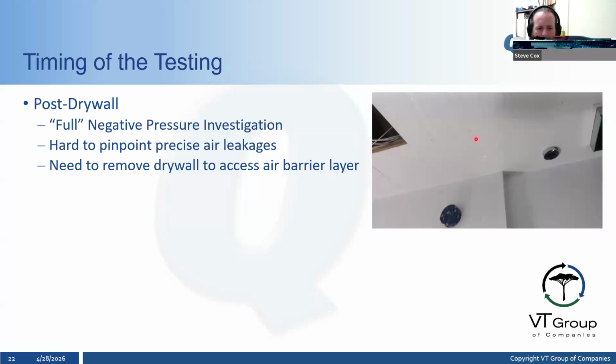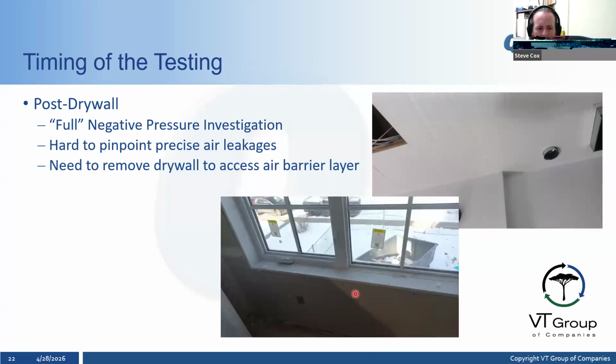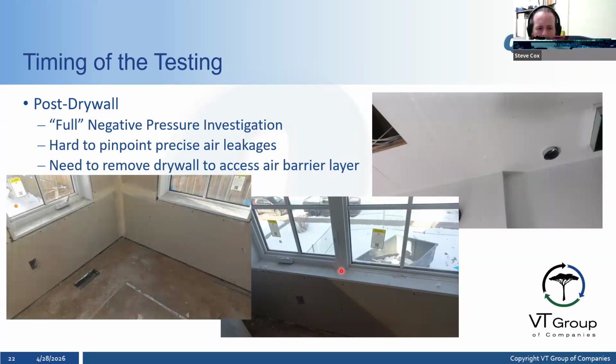So it's a more costly investigation if someone wants to solve the problem because they need to remove the drywall to access the air barrier. Like in this one here, there's air leakage that we discovered at the window frame to window jamb connection. And then this one, again, is in that pre-drywall house. The air leakage is coming under the bottom plate here. So there's not much they can do at this stage of construction to address that.